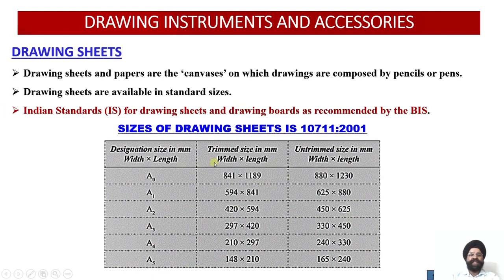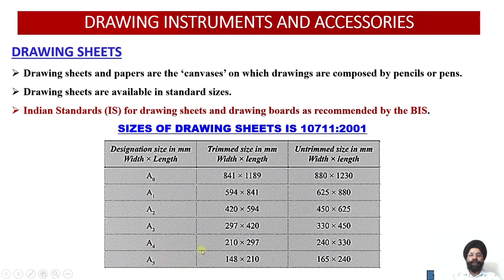So the drawing sheets are covered under the BIS standard 10711 of 2001. So these are the standards which are recommended by BIS. Now the drawing sheets and the paper are the canvases on which the drawings are composed by pencils or pens. So the drawing sheets are available in standard sizes. Now you can see these are the different sizes of drawing sheets. They start from A5, A4, A3, A2, A1 and A0.